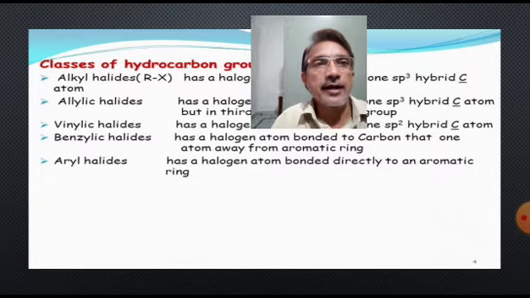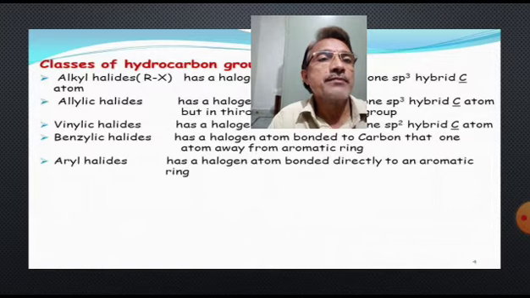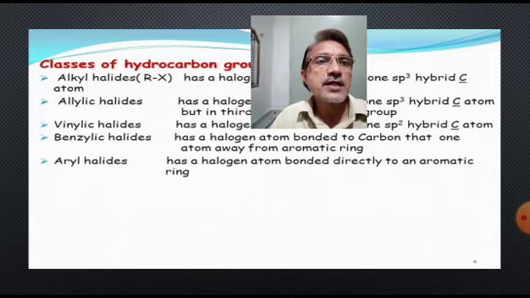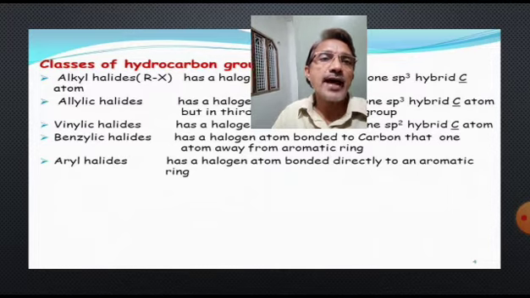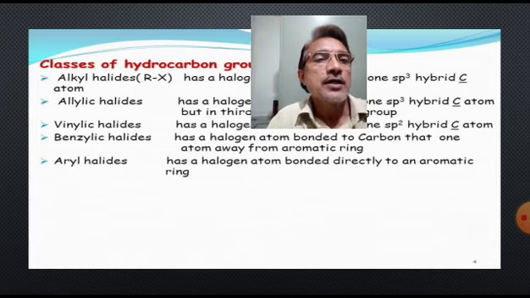In aryl halides, the halogen atom is bonded directly to an aromatic ring. For example, take chlorobenzene. In chlorobenzene, the Cl atom is directly bonded to the benzene ring. So in all aromatic halides, the halogen atom is bonded directly to an aromatic ring.